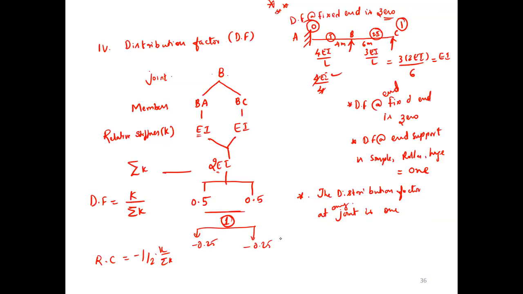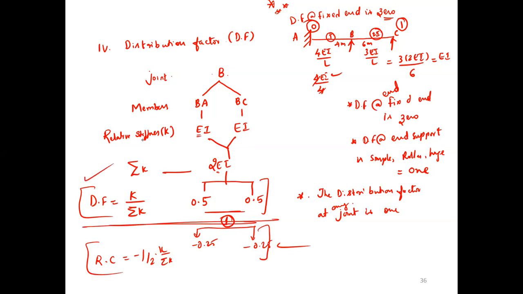This is the rotation contribution, and they can ask you this. This is the distribution factor, but the distribution factor is for the moment distribution method. The rotation factor is used for Kani's method. The distribution factor is used for the moment distribution method, which is also called the Hardy Cross method.